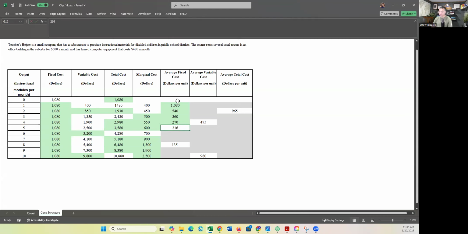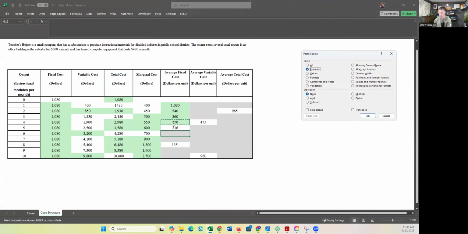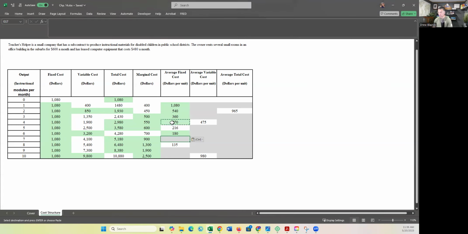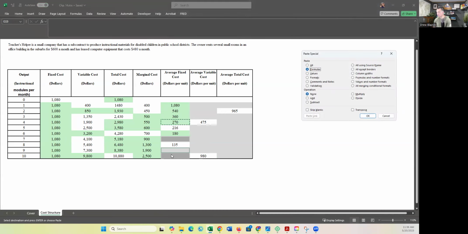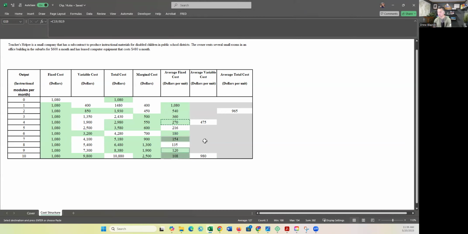And you see the average fixed cost always goes down, because the fixed cost is not dependent on output. It stays the same, and the cost per unit is cheaper and cheaper as you produce more units. So again, I'm going to copy that, go Alt ES, which is just paste special, and hit formula. Again, I can go here. I actually just select, hold down Control, and then you can pick different cells. Get that done. So okay, we got the average fixed cost.